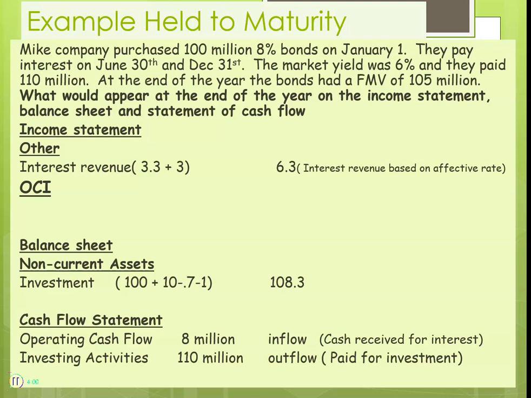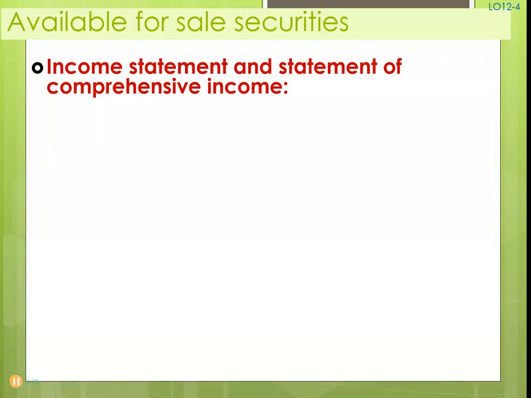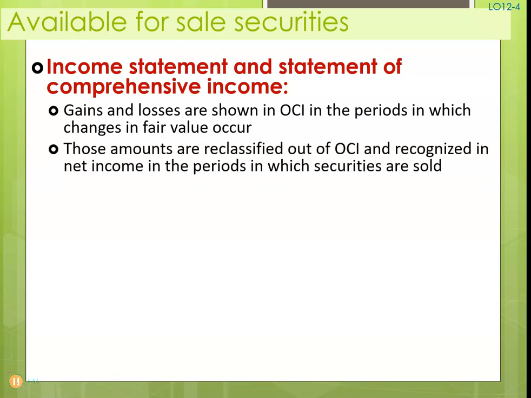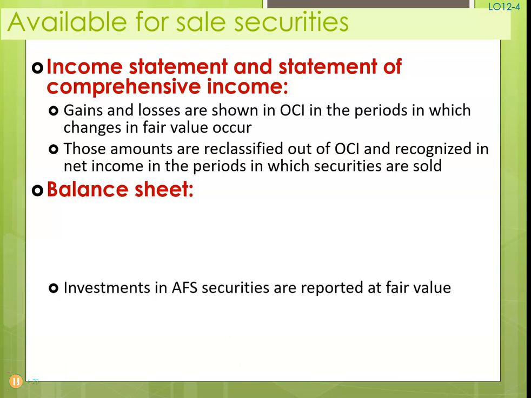Now, what about the next one, available for sale? Available for sale, the income statement and statement of comprehensive income: gains and losses are shown in other comprehensive income in periods in which the changes in fair value occur. Those amounts are reclassified out of OCI and recognized in net income in the periods in which securities are sold. So it's only recognized on the income statement when they're sold. It's part of other comprehensive income while it's held.